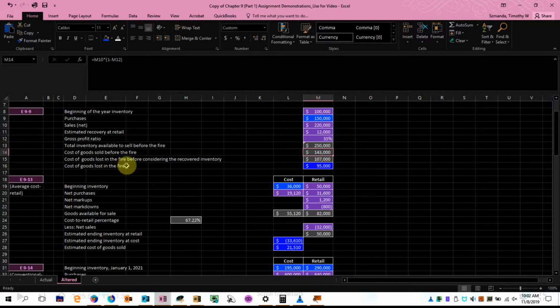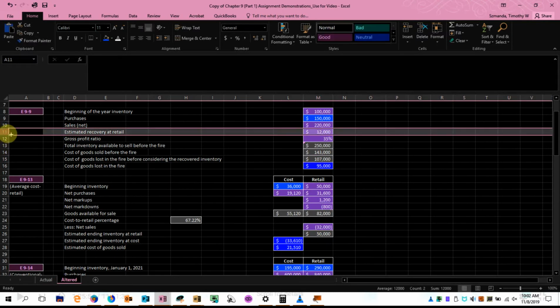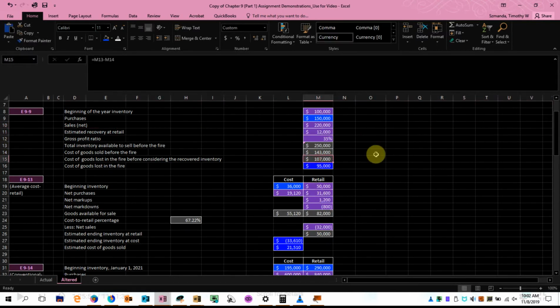Cost of goods lost in the fire before considering the initial recovery. In this case, I took the total inventory available to sell before the fire. I deducted the cost of goods sold before the fire, and I wound up with $107,000. So before considering the estimated recovery of some retail items, the company lost $107,000 in inventory. When you factor in the recovery of $12,000, we're just going to reduce the 107 by 12,000, and that's our net cost of goods lost in the fire. And using my adjusted altered numbers, it's 95,000.